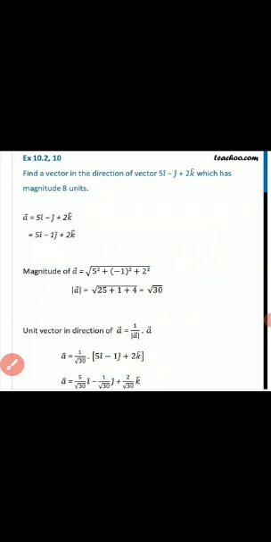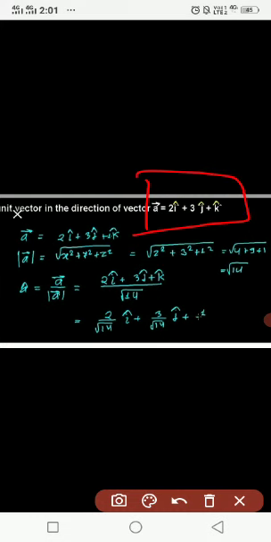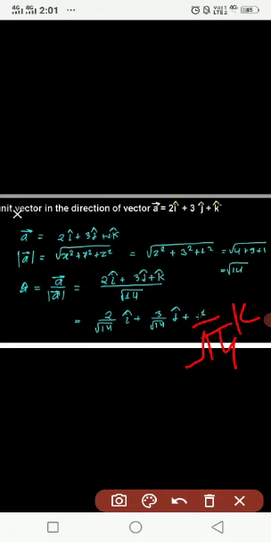Let us solve one more numerical based upon the same. Here you are given the vector 2i cap plus 3j cap plus k cap. First of all calculate the magnitude using the formula under root 2 square plus 3 square plus 1 square. Then use the formula: unit vector is equal to vector upon its magnitude, and separate the terms. The last term is not written here, so this is for you, just complete it. It will be 1 upon under root 14 k cap.